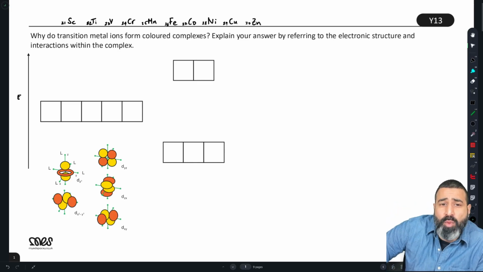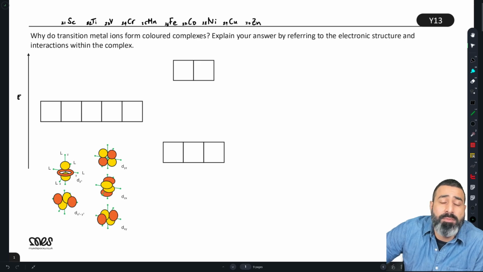Greetings A-level chemists, welcome to a little YouTube explainer video explaining why transition metal ions form coloured complexes. And this is a modified exam question, but before we answer it we're going to go through some theory.